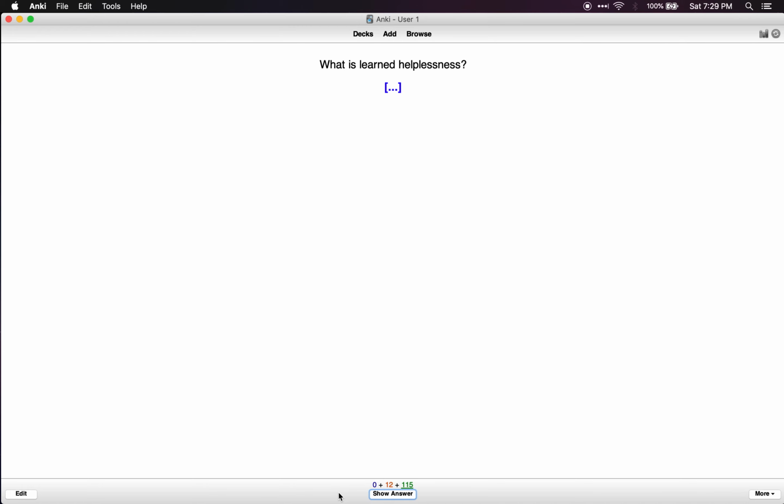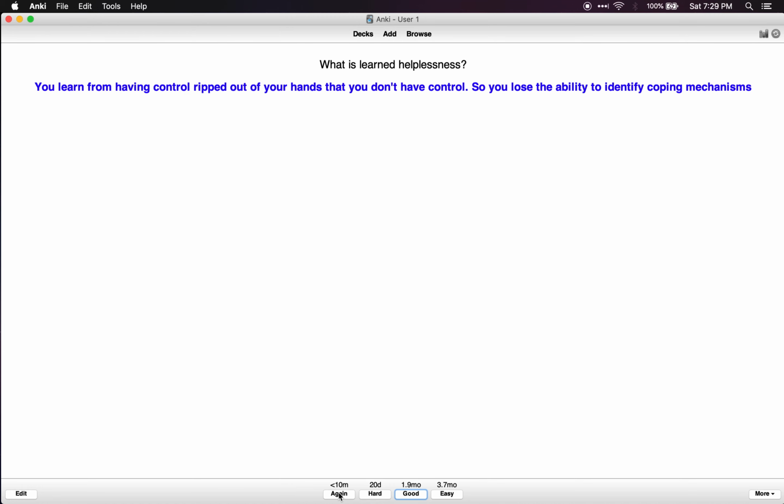What is learned helplessness? You learn from having control ripped out of your hands that you don't have control, so you lose the ability to identify coping mechanisms. This one was kind of hard, actually. Yeah. You learn from having control ripped out of your hands that you don't have control, so you lose the ability to identify coping mechanisms.